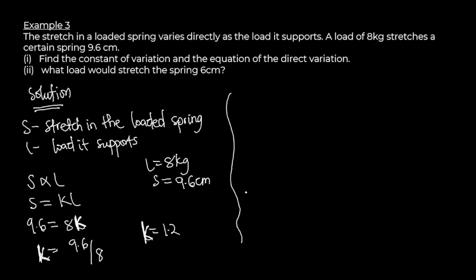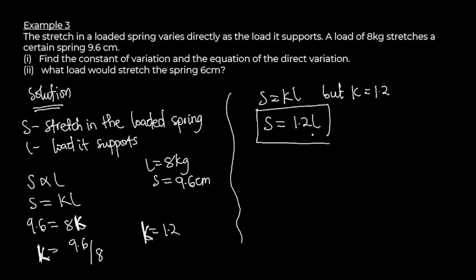Hence, from here, we can write the equation of the variation as S is equal to KL, but K is equal to 1.2, and hence S is equal to 1.2L. So this now becomes the equation of the direct variation. From here, we can now go ahead and find what load will cause the stretch in the spring of 6 centimeters. So our load we do not know, but we know our stretch that we are expecting is 6 centimeters.